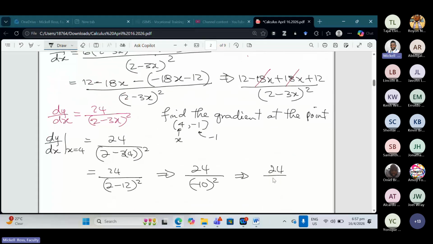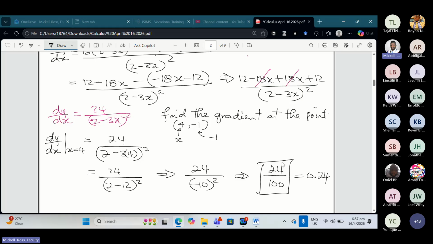-10 squared is going to give me what? Somebody help me out. -10 squared. 100. So this is your gradient, but you can also write it as a decimal. So you can write it as 0.24. You can keep it as a fraction. There's nothing to say you can't leave it here unless the question specifies.